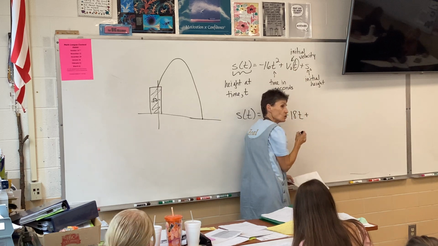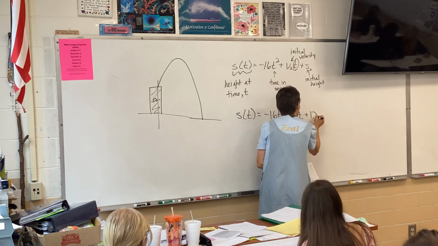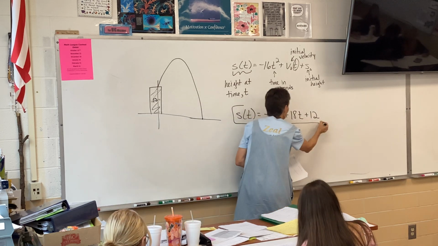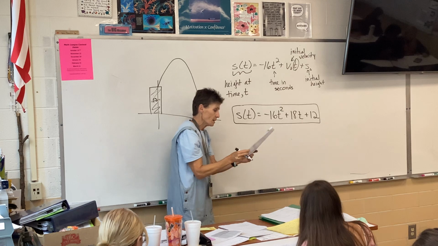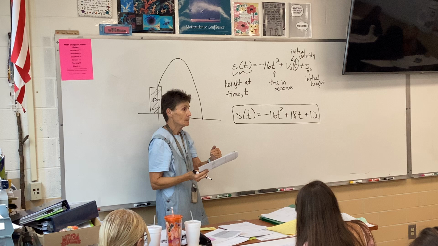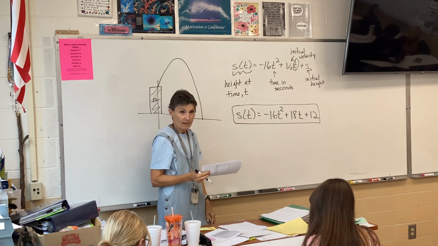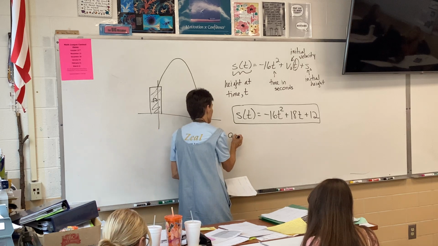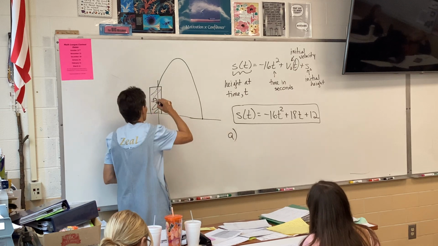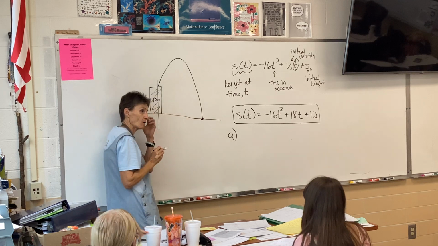And what did we say our initial height was? 12. So this is the formula that we're going to use to do part A, B, and C. This whole problem is going to revolve around that formula. Okay? Now, question A. When will the ball hit the ground? So remember, we threw it up and it comes crashing down. Right there is where it hits the ground.